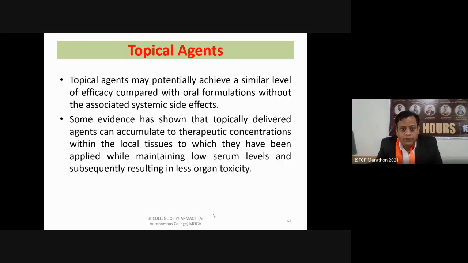Some evidence has shown that topically delivered agents can accumulate to therapeutic concentration within the local tissue to which they have been applied while maintaining low serum levels, subsequently resulting in less organ toxicity. As we know, they are applied topically, so they have lesser systemic effect and accumulate to their therapeutic concentration within the local tissue, so they produce local effect.